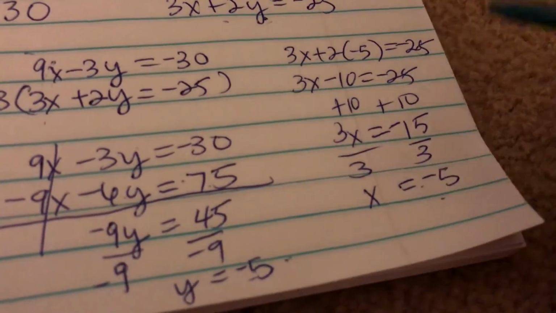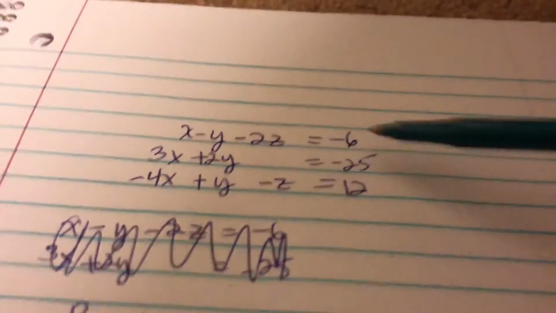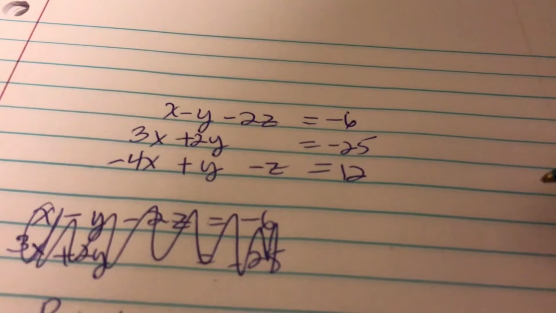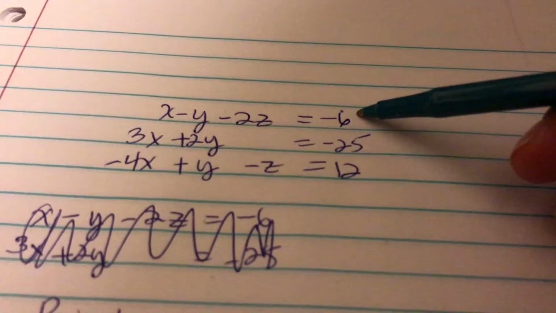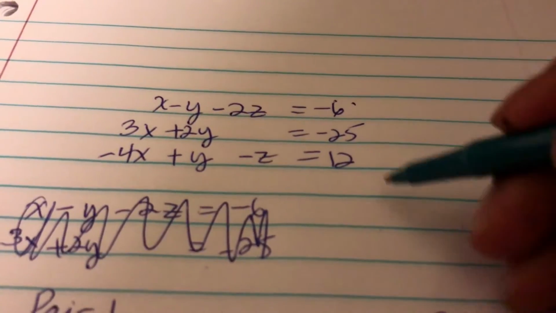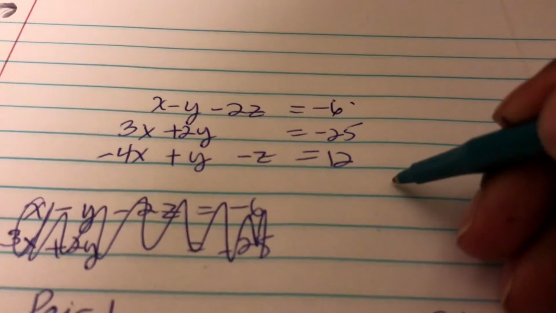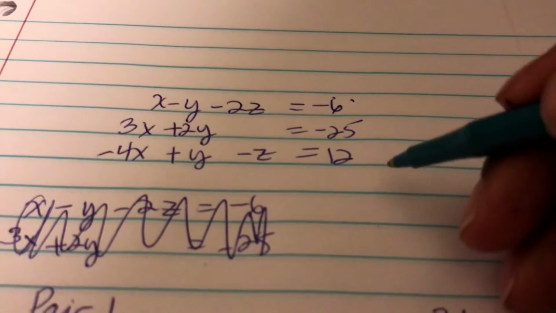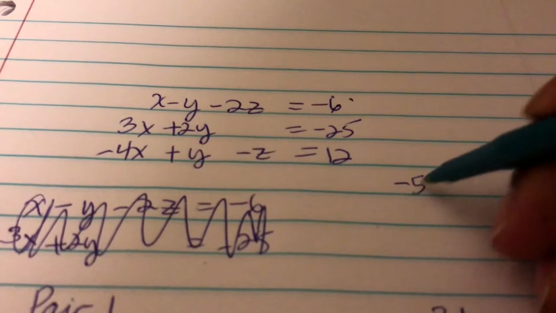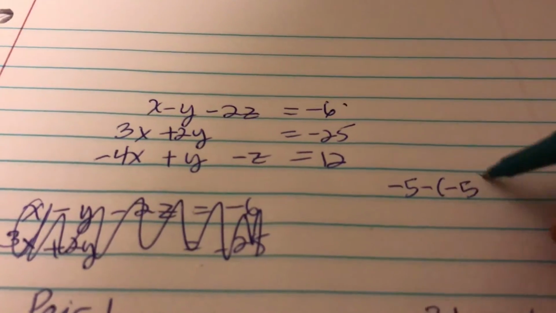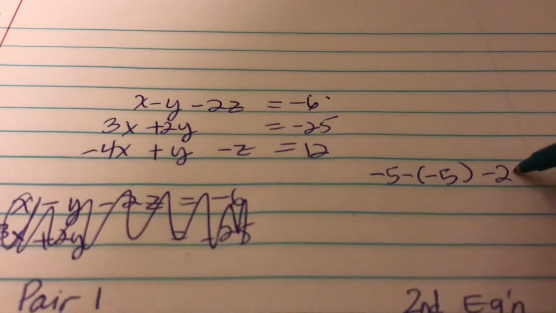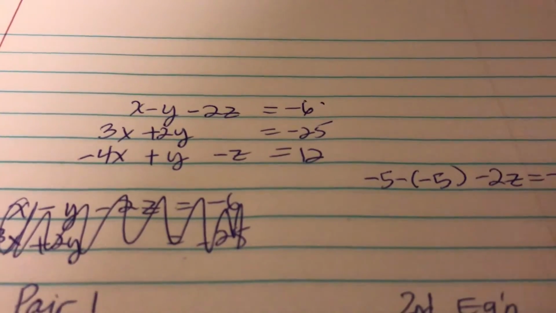I'm going to take both of these and plug into one of my equations. Let's go with the top one. Again, you could go with any of them, but this time I'm deciding to go again with the top. So we have x is -5 and y is -5. So -5 minus -5 minus 2z is equal to -6.